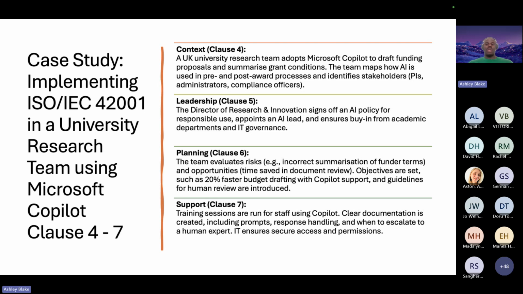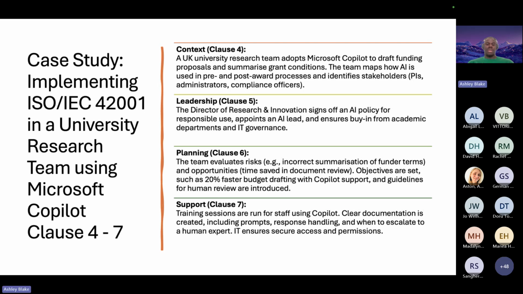So planning, the team evaluates risks, so incorrect summarization of funded terms and opportunities. But also, does the AI provide time saved and document review? So yes, there is a risk that the AI could incorrectly give you information, but does the time saved outweigh that? And there are ways that you can use the standard to make sure errors are cut out. So your objectives are set, and you're going to be doing budgets 20% quicker and draft budgets 20% quicker using Copilot, and you've got guidelines for human review to be introduced.